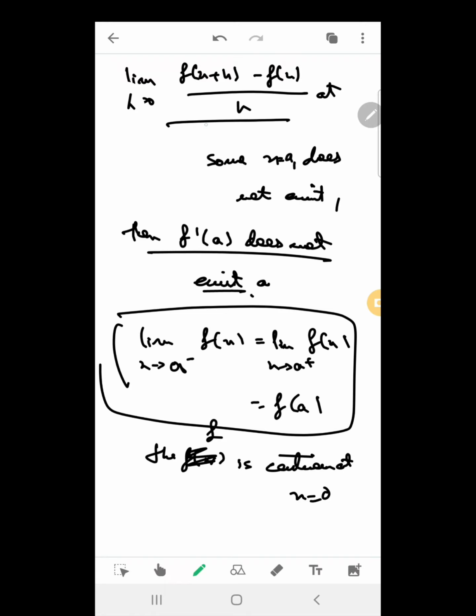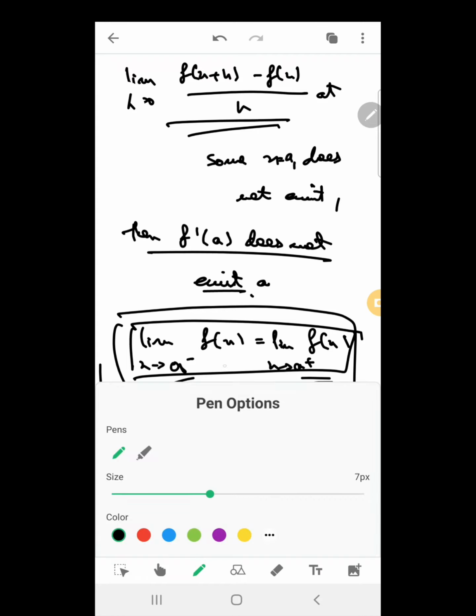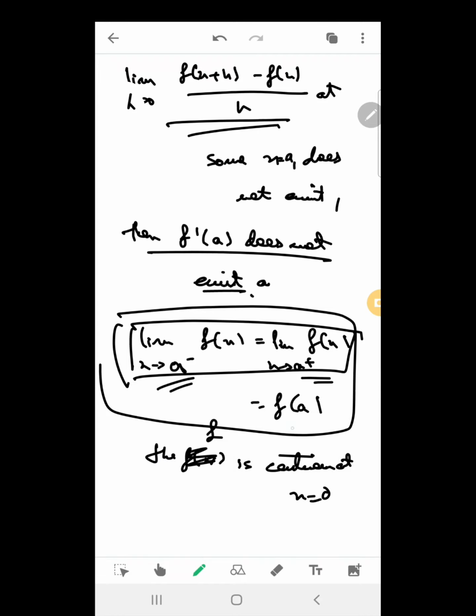For the limit to exist, this condition must be satisfied. This is called the left hand limit, this is called the right hand limit. So the right hand limit and left hand limit must be identical at some point. Then the limit of the function will exist at that point, and if it equals the magnitude of the function at that particular point, then it will be continuous. Clear?